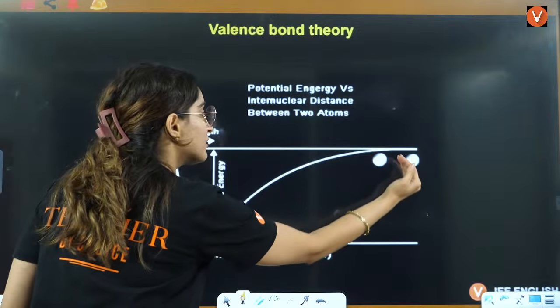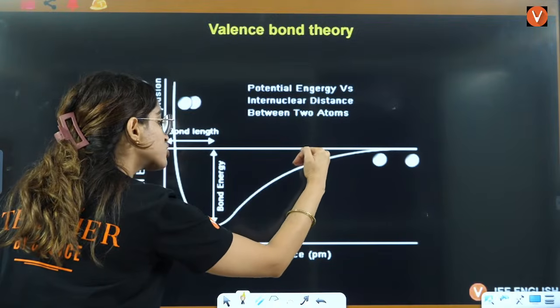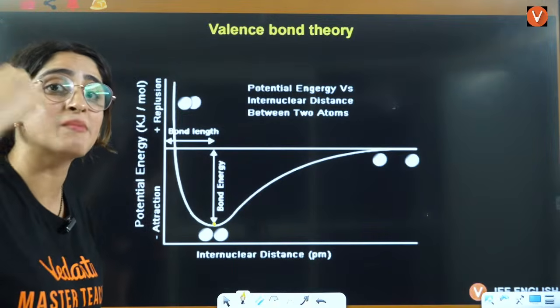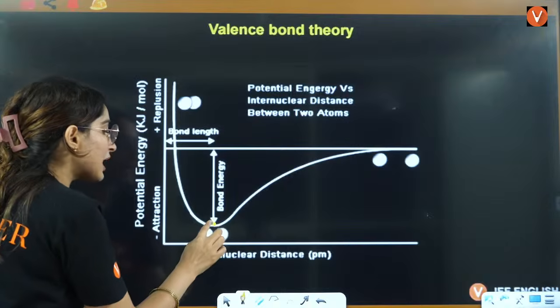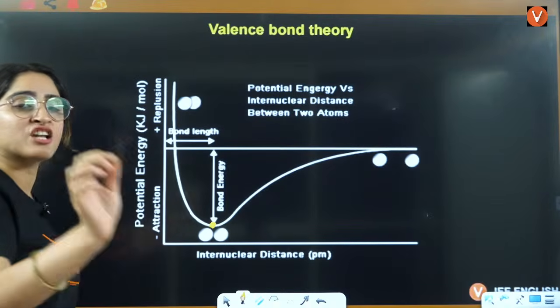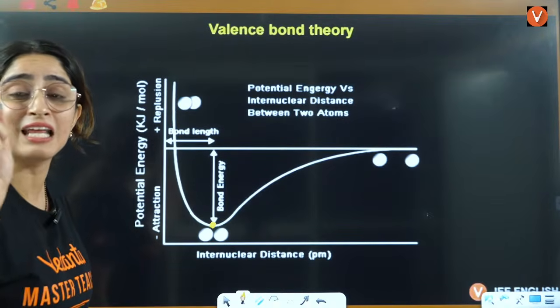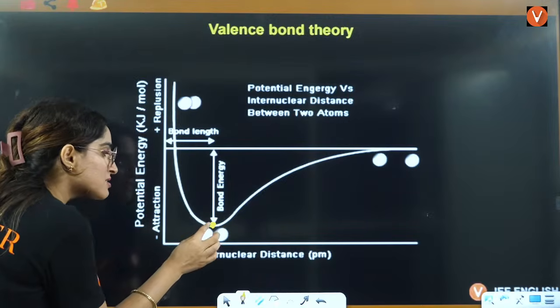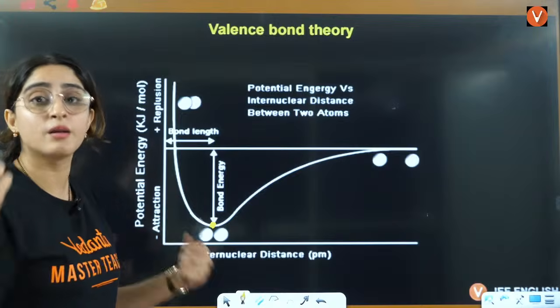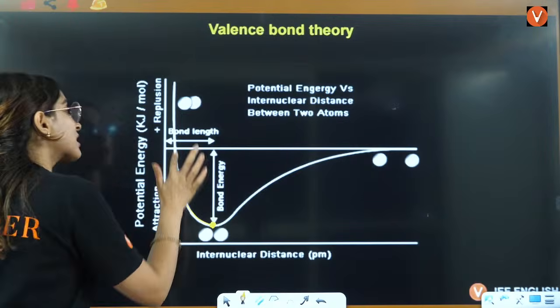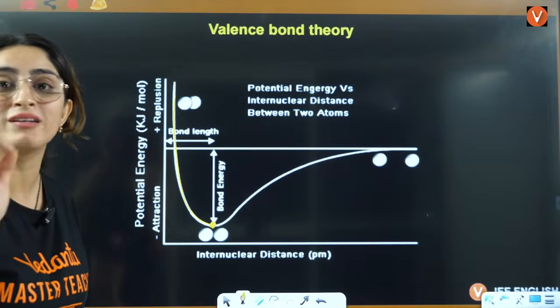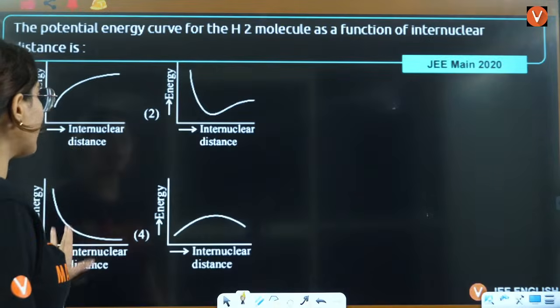So here, when the distance is decreasing, energy is also decreasing. Energy decreasing means stability is increasing. So till bond formation, energy is at the minimum and stability is at the maximum. But if you try to decrease the distance further, then repulsions start and you will see a rise in energy and instability of the bond. That is a very interesting thing.